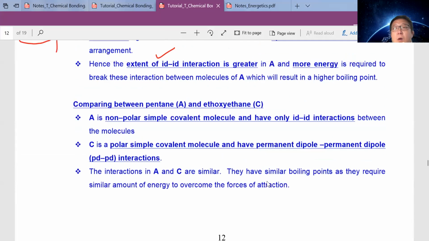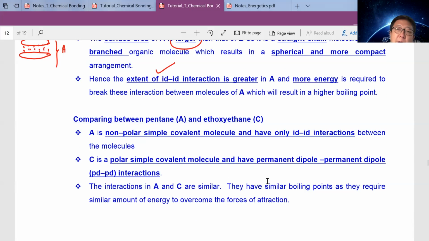Oh, okay. By right, like what I say, if you have compounds with similar MR, one of them is PD, the other one is ID, we expect the PD to have a higher boiling point. But in this question, it is very interesting.